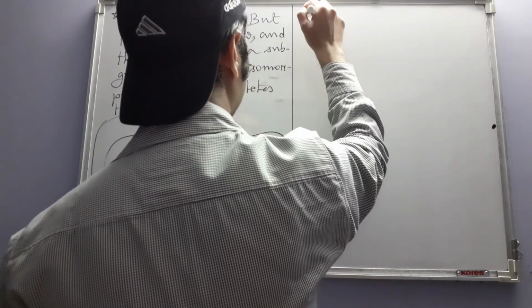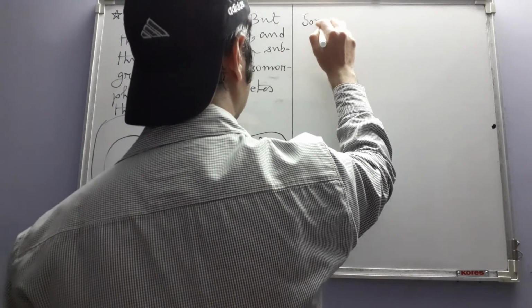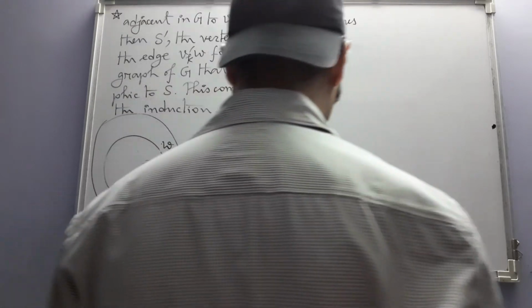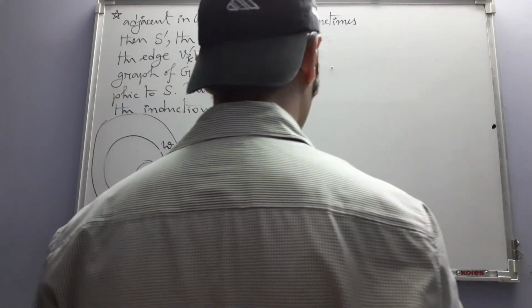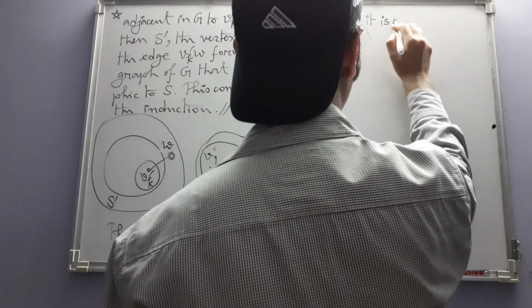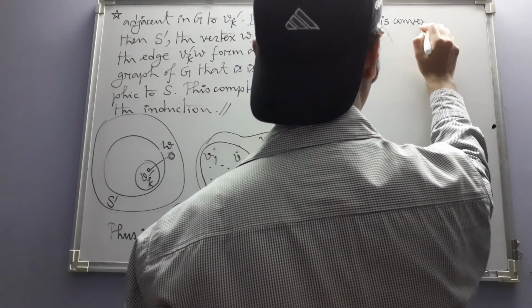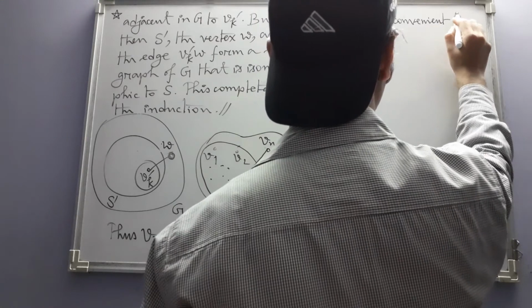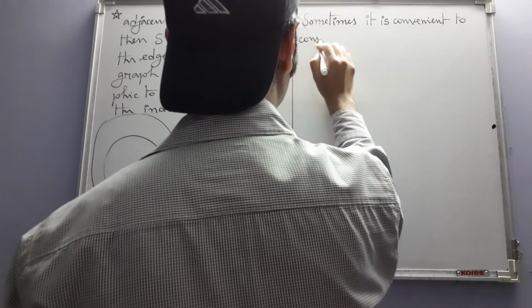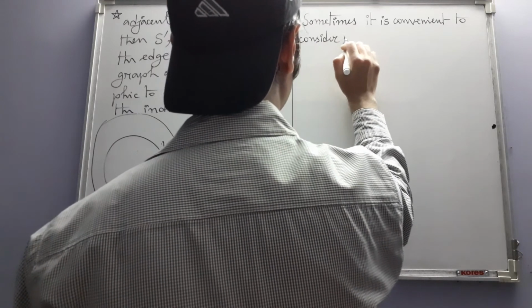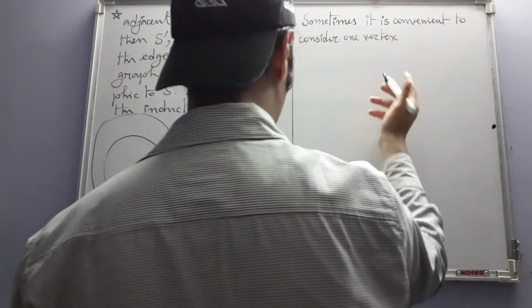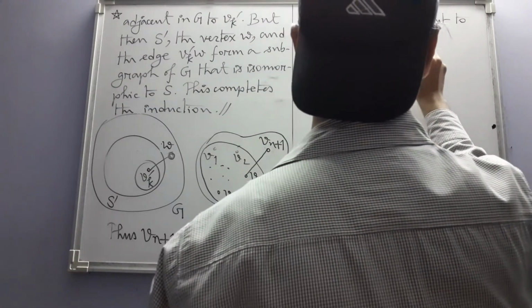Anyway, let's see what the next thing is. It is convenient to consider one vertex of a tree as a special vertex.